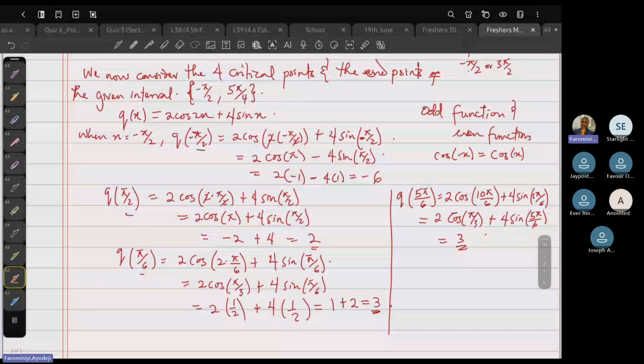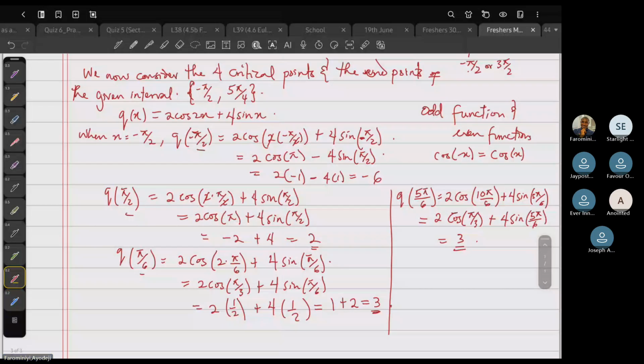So 4 sine 5 pi over 6 should be, yeah, 5 pi over 6 is 150. That's the same thing as sine 30. So it's just plus 4, and that is 3. Still, the answer is going to be 3. Sine 5 pi over 6 is the same thing as sine pi over 6. Is that correct? Yes, I think it is.